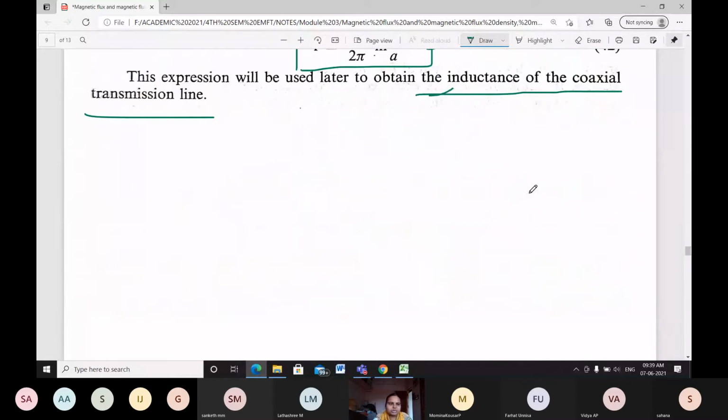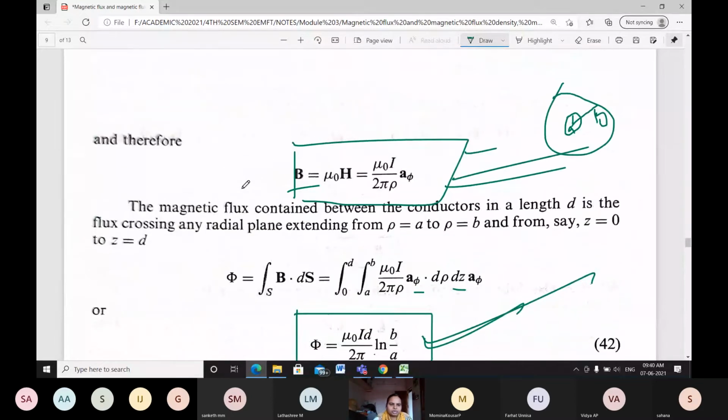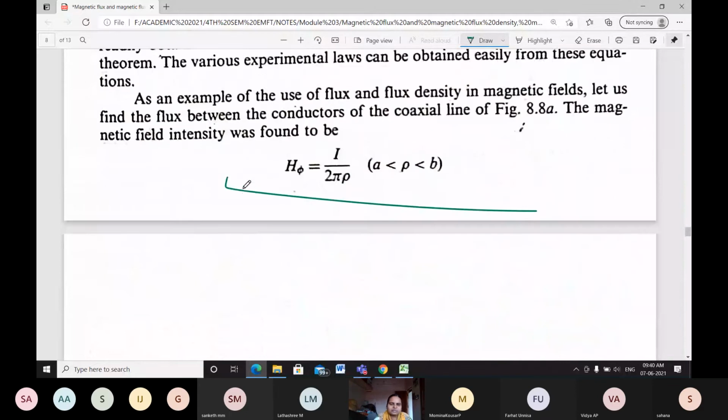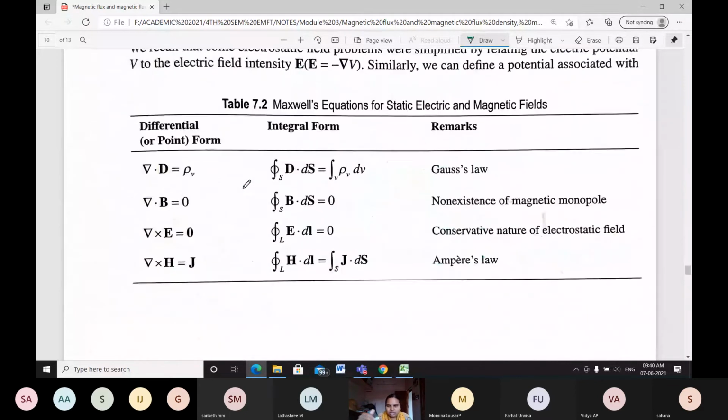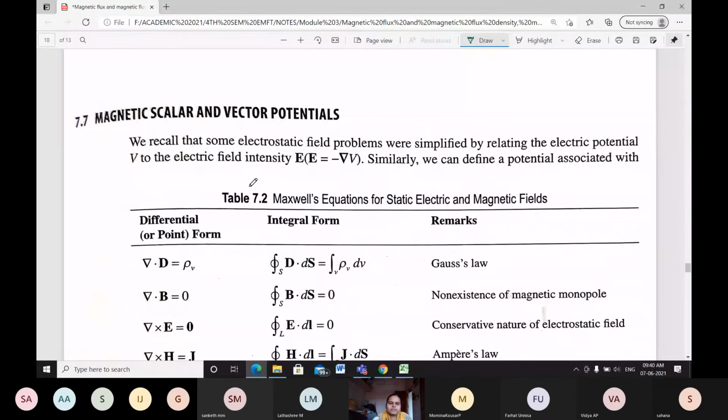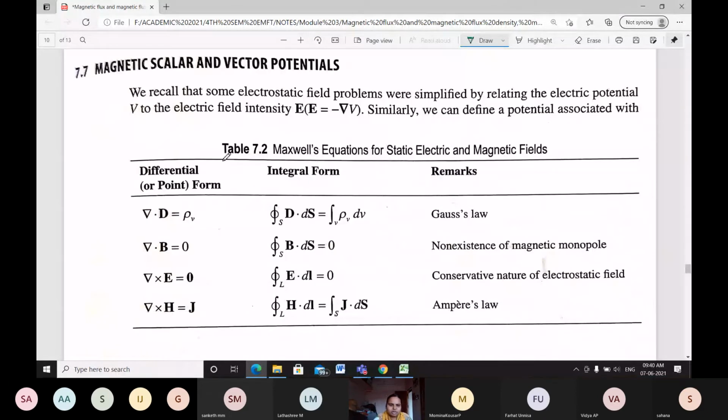Okay, this is a small topic about magnetic flux and magnetic flux density. Then, here also, the equation part will be continuing further. Here is a small table which gives the information about Maxwell's equations for static and magnetic fields. Here it is in point form, the same as what we took previously.